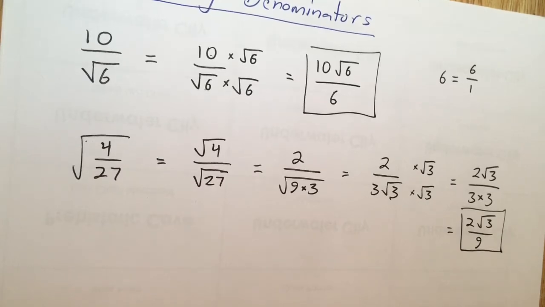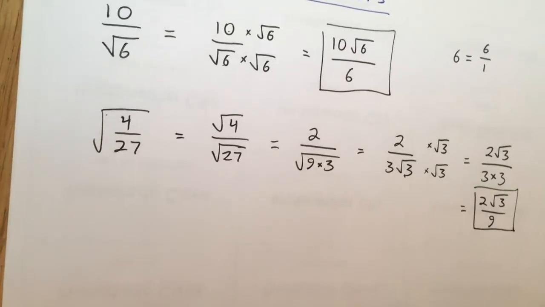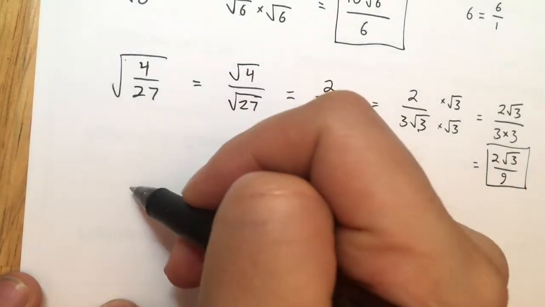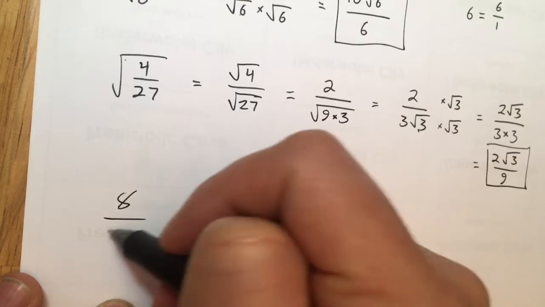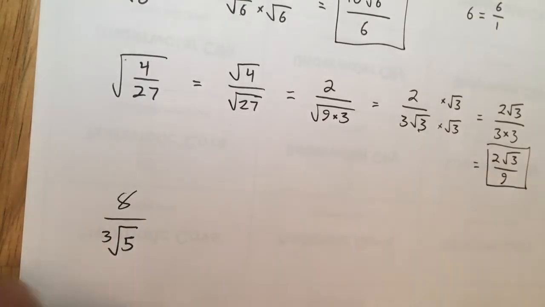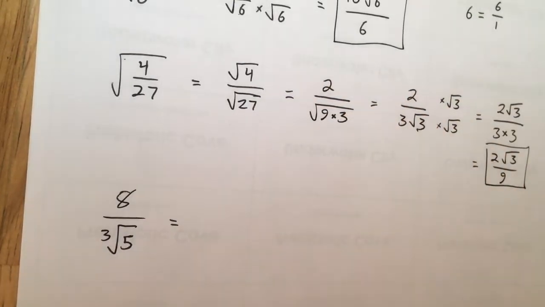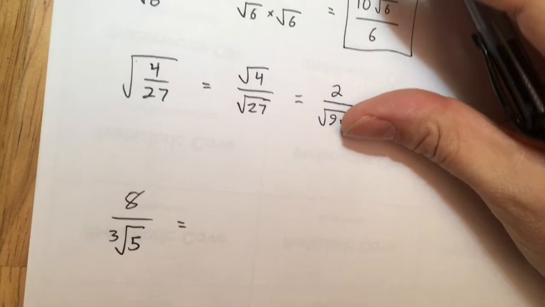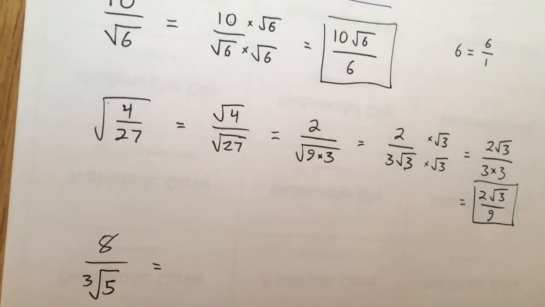All right. Let's try something a little more interesting. Let's try something with cubed roots instead of square roots. Let's start with something very simple. Let's just take 8 over the cubed root of 5. Okay? And let's see what we can do with this. Now, if you look at what we did up here, you might be tempted to say, well, we'll just multiply the numerator and denominator by cubed root of 5. Well, that's not quite going to work.